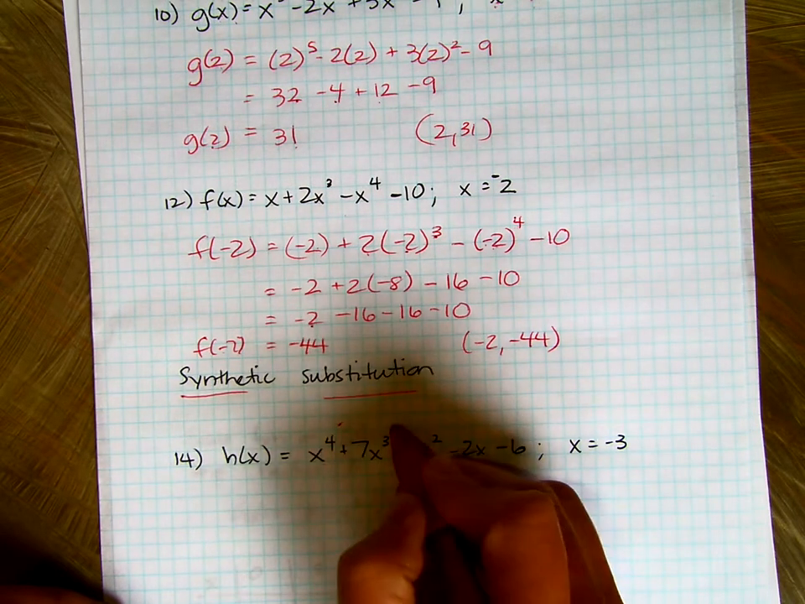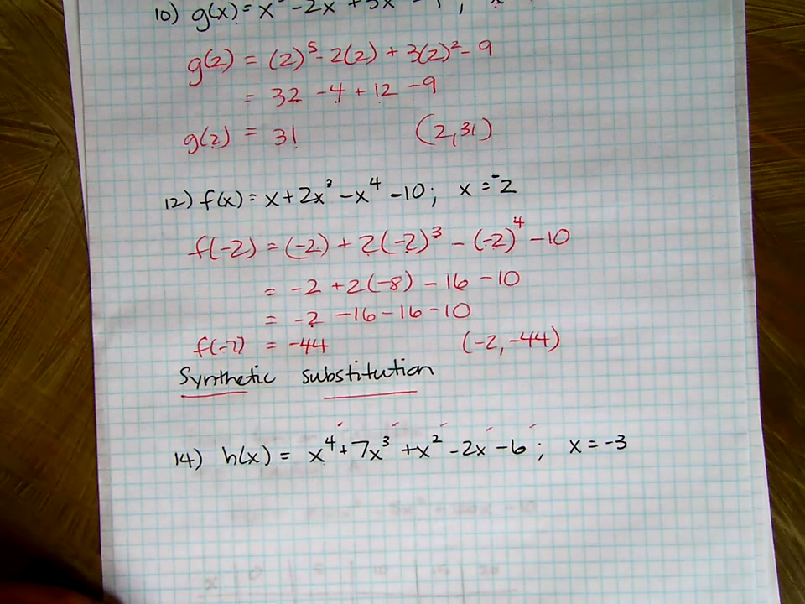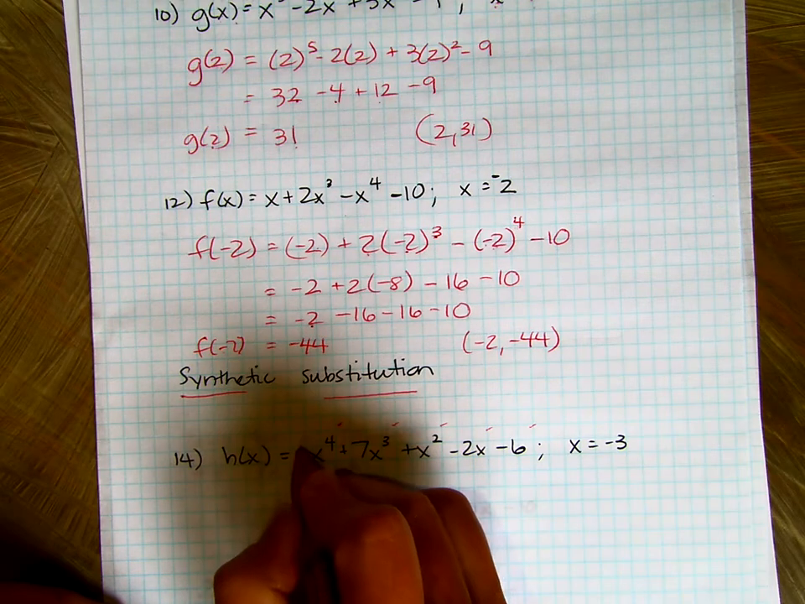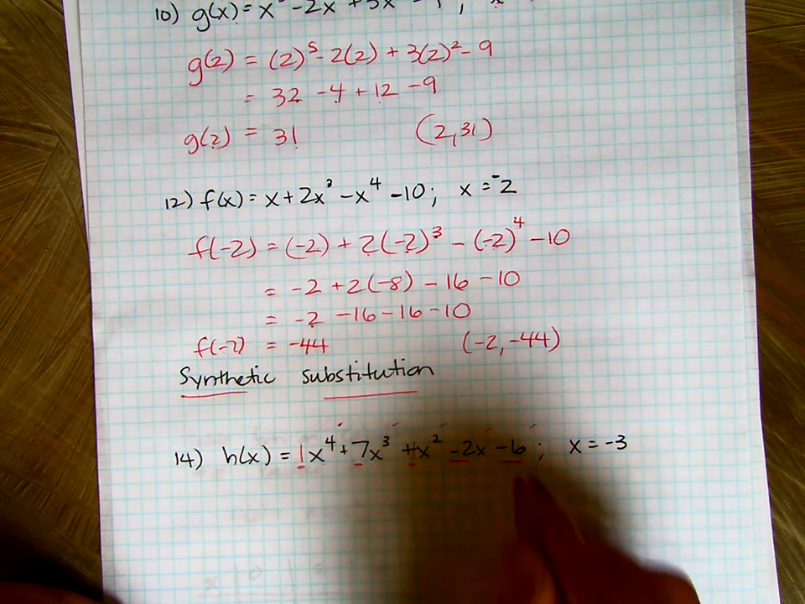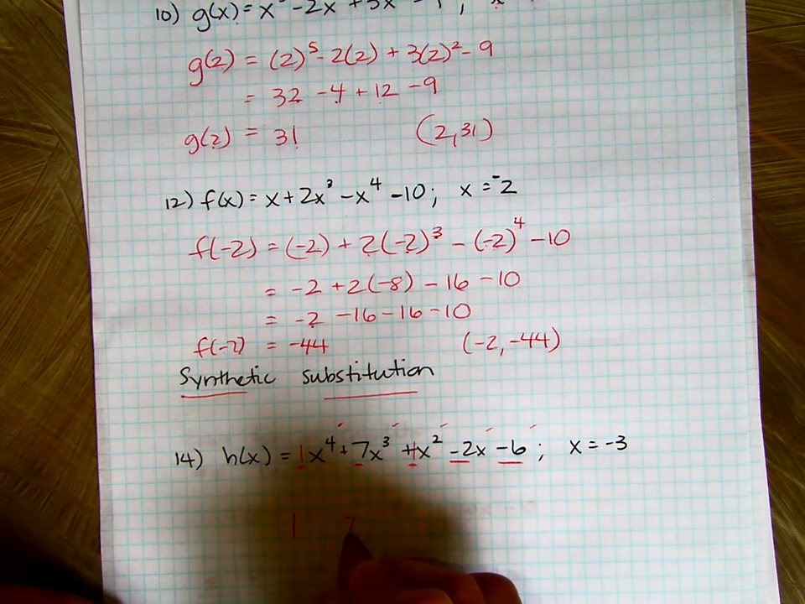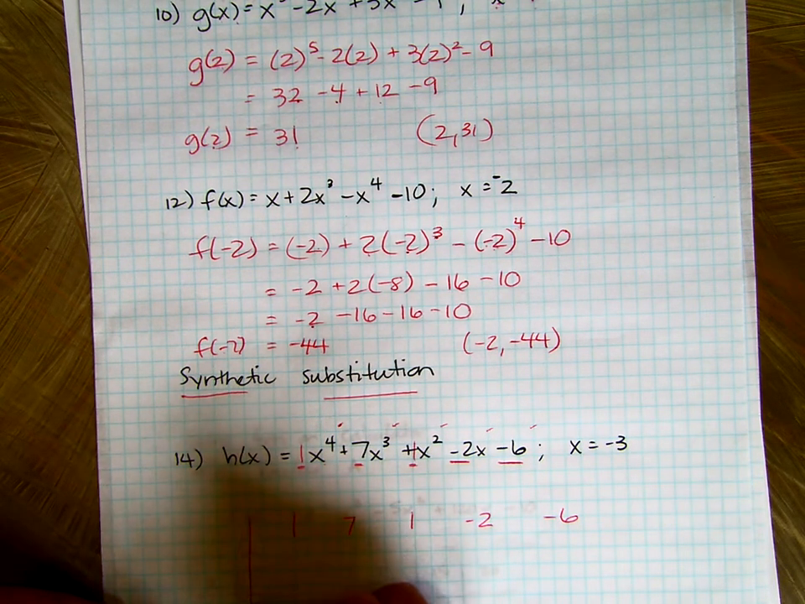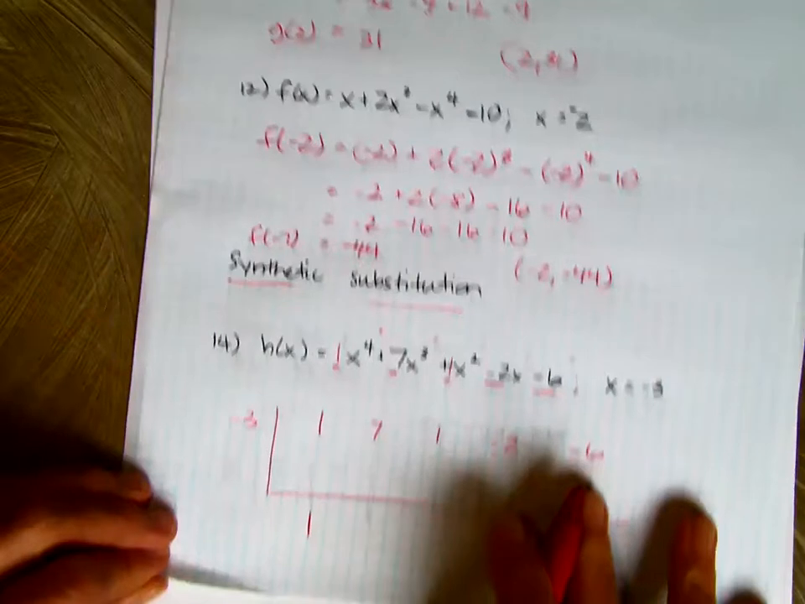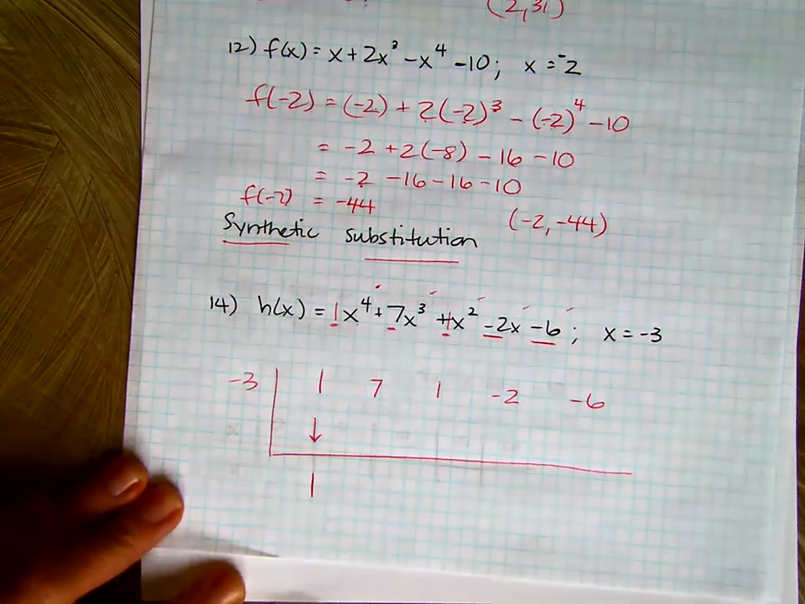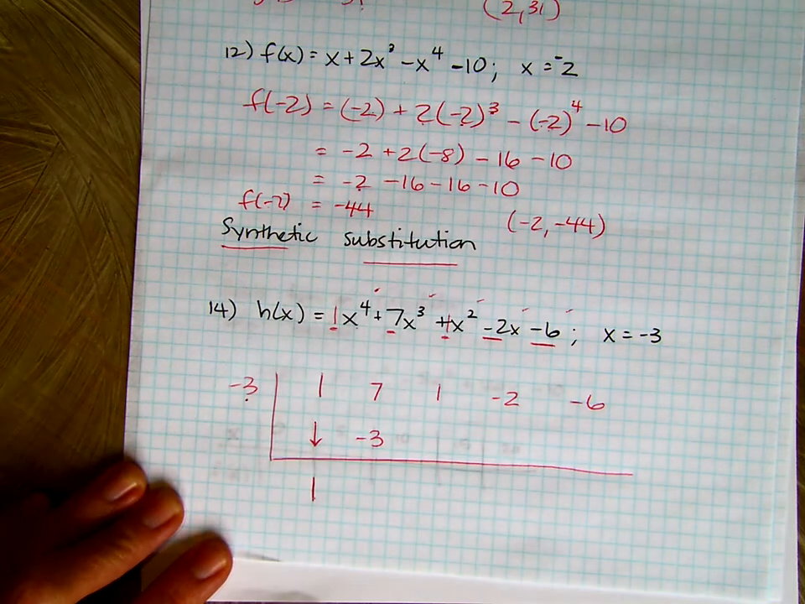Well, there's my x to the fourth, x to the third, x squared, x to the first. That's really an x to the 0, remember. So I take the coefficients, 1, 7, 1, negative 2, negative 6. And then I put this negative 3 over here. And this first number just comes straight down. 1 just comes straight down. And then I do negative 3 times 1 is negative 3.